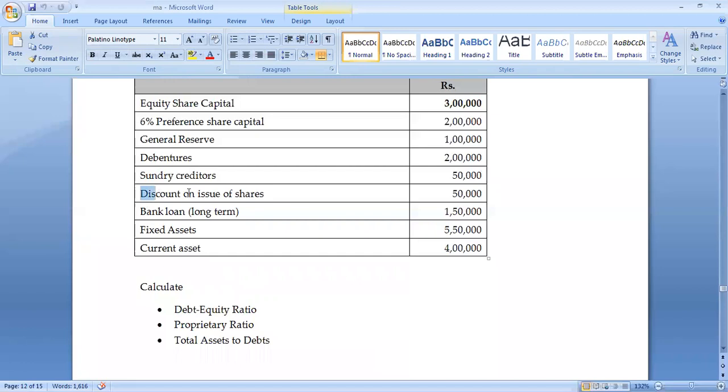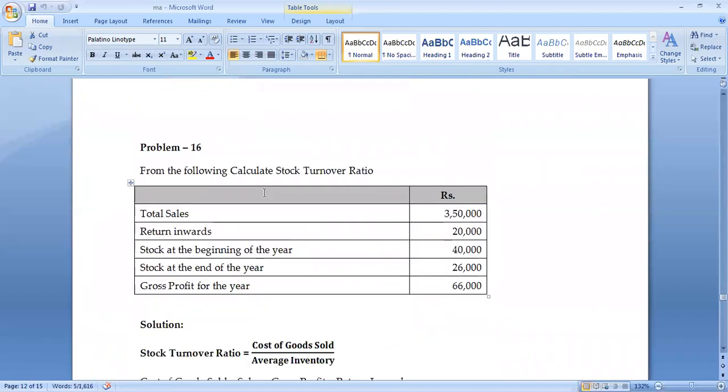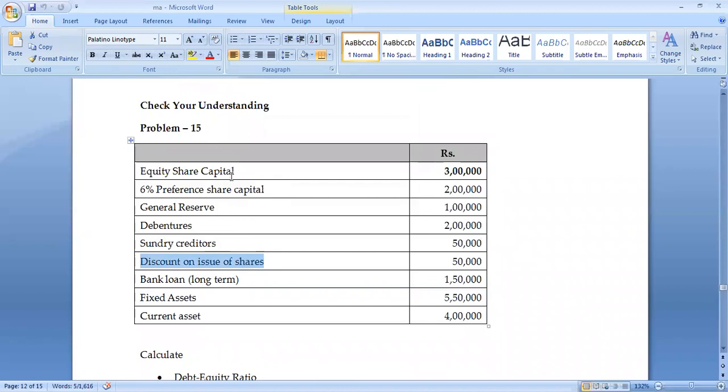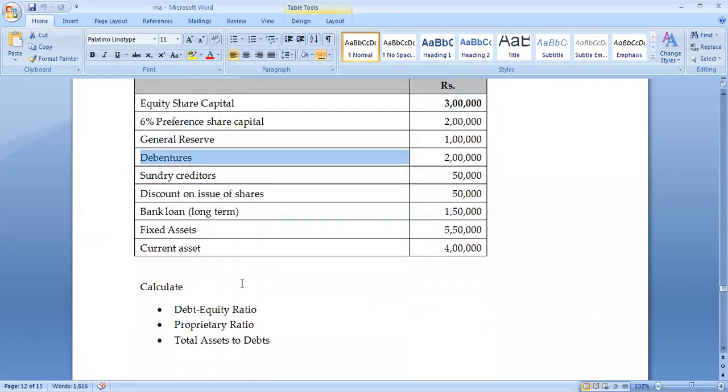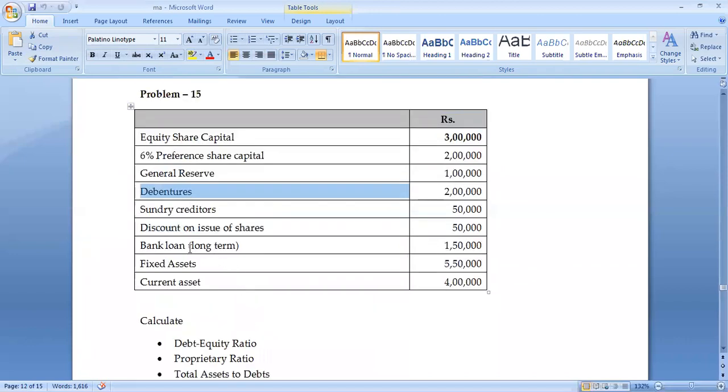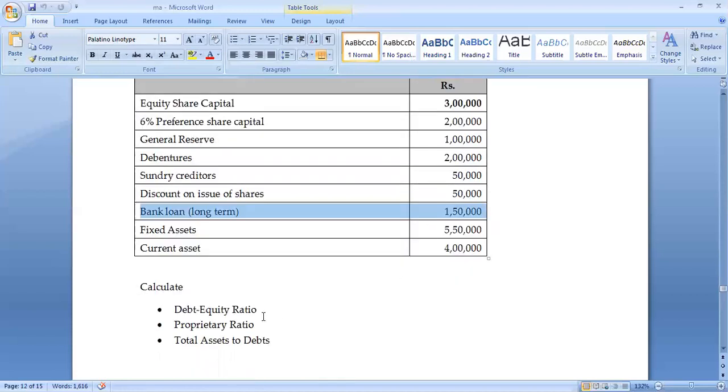Now see, there is a discount on issue of shares. There is a discount on issue that will be deducted. Okay. See here, equity share capital is given, 6% debentures, general reserve. Debenture will become the debt for finding out the debt equity ratio. Debentures, along with that there is also a long term bank loan. So 1,50,000 plus 2 lakhs. So that should be considered here. Not only the debenture, here debentures along with the long term bank loan will be considered. 2 lakh plus 1,50,000 gives you the debt for the debt equity ratio.